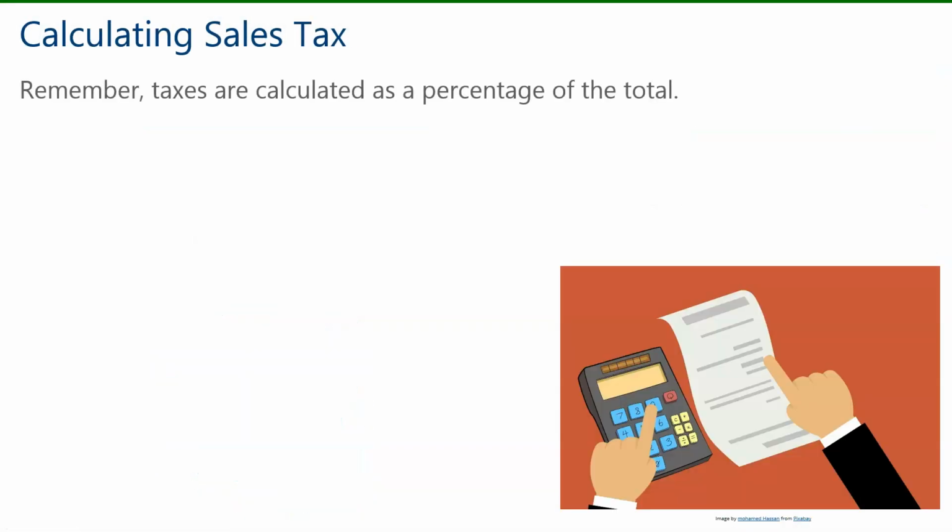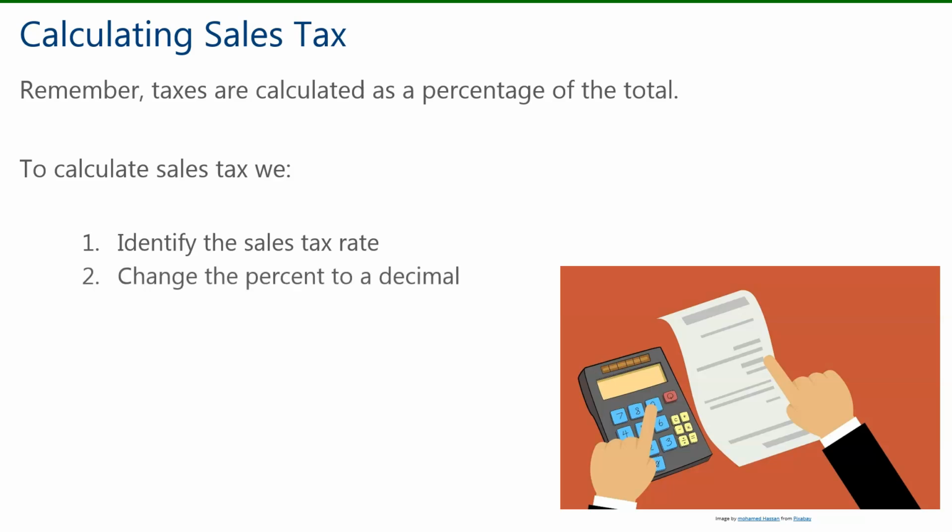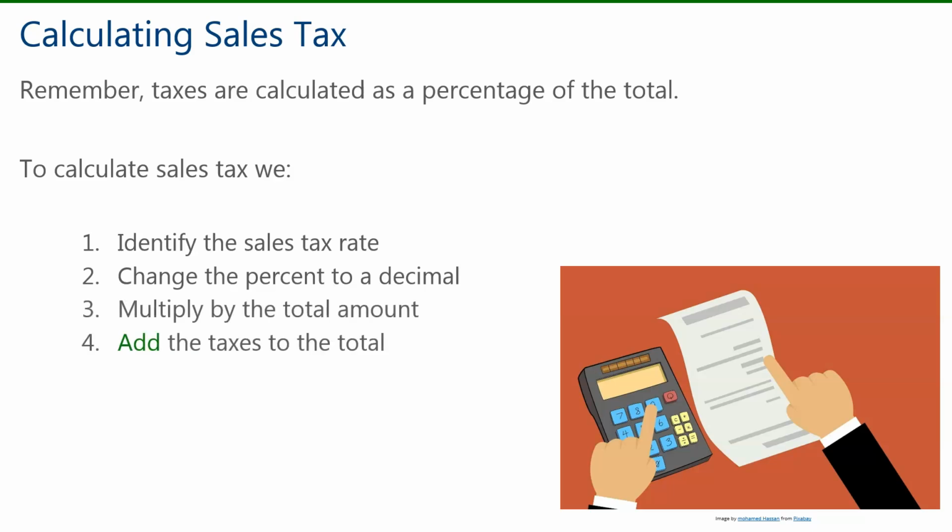Remember, taxes are calculated as a percentage of the total. To calculate the sales tax, we first need to identify the sales tax rate. We then change that percent into a decimal. We multiply the decimal by the total amount, and then we add the taxes to our total.